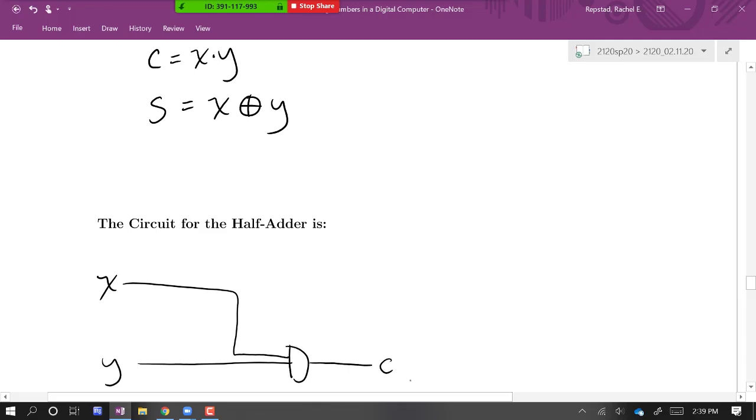And then we're just going to reuse these inputs to construct the sum output. So that's the XOR. I need to pass x and y through an XOR gate. Here's what an XOR gate looks like. Exciting? Yeah. Good.